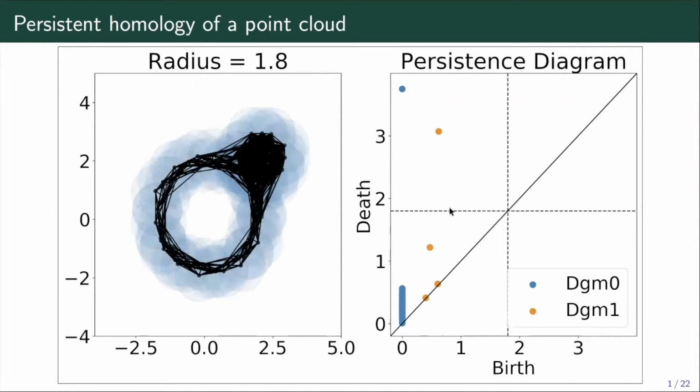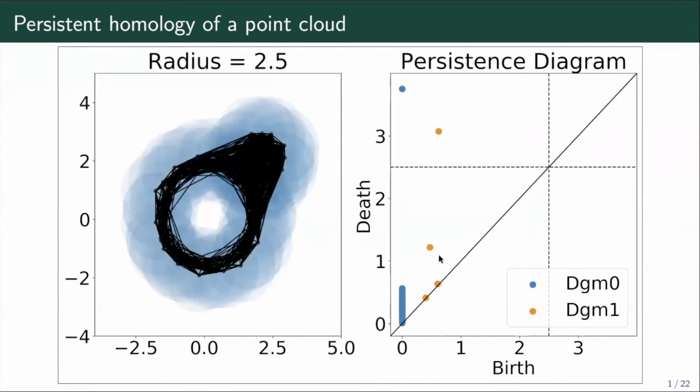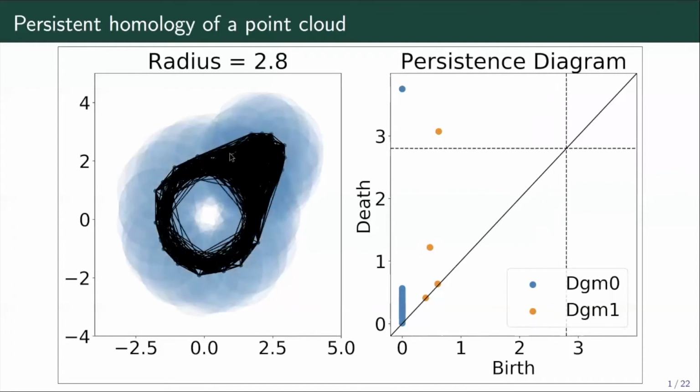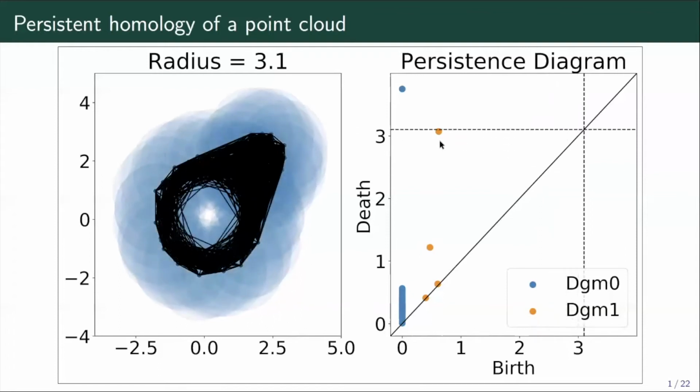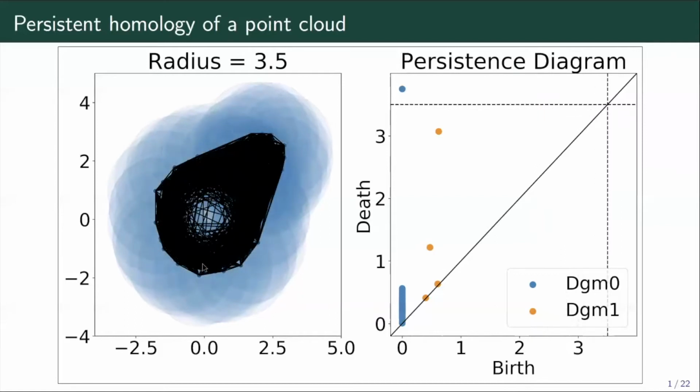So on the right here, the orange points correspond to circular structures. We can see that this point here corresponds to the smaller circle, while the higher up, further off diagonal point corresponds to the larger circular structure. So this encodes the topological structure of the point cloud in this persistence diagram.